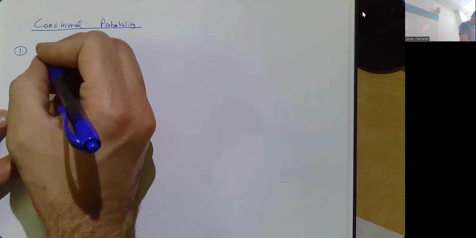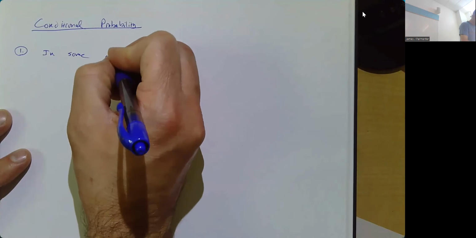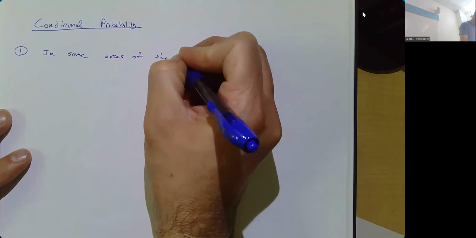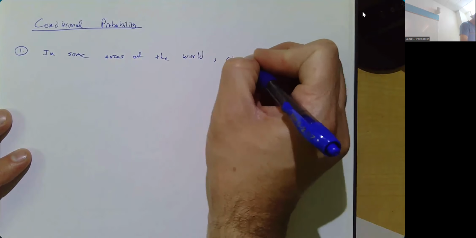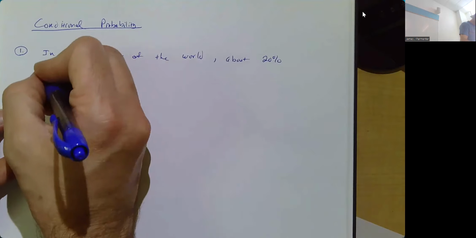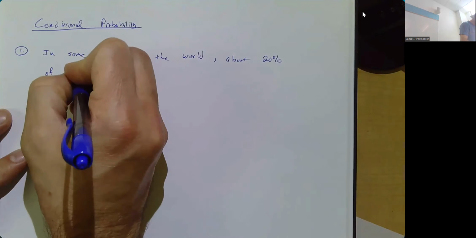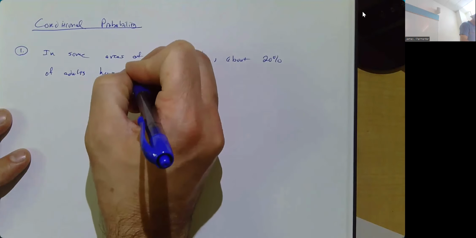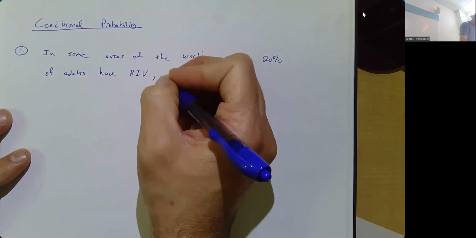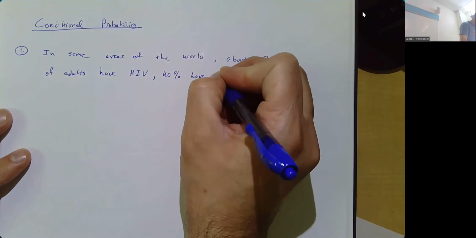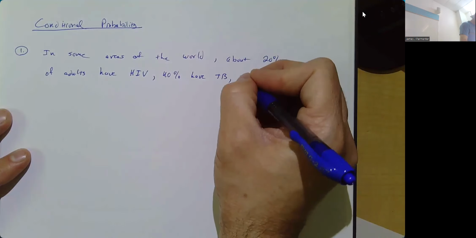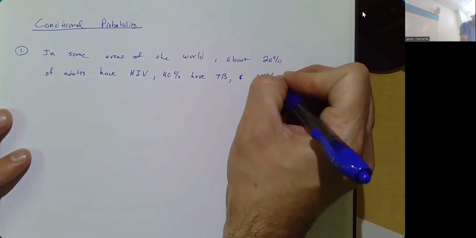So let's start off with this example. Number 1. In some areas of the world, about 20% of adults have HIV. 40% have tuberculosis, and 15% have both.